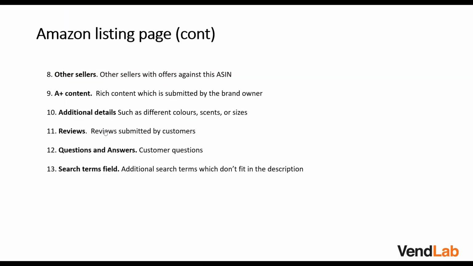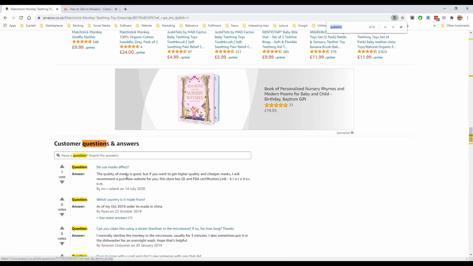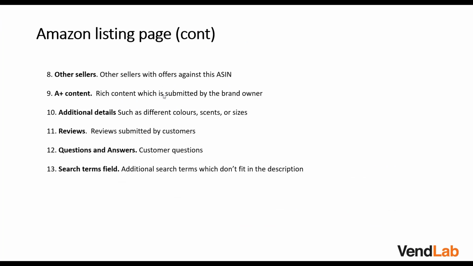Questions and answers. These are basic where customers have asked questions about products and either the manufacturer or other customers have answered them. Here we go. There's a list of questions here. And finally, there is a search term field in the back end of Amazon. This actually isn't seen from the front end, but it allows the seller to add additional search terms which can be used to help performance in the Amazon search.